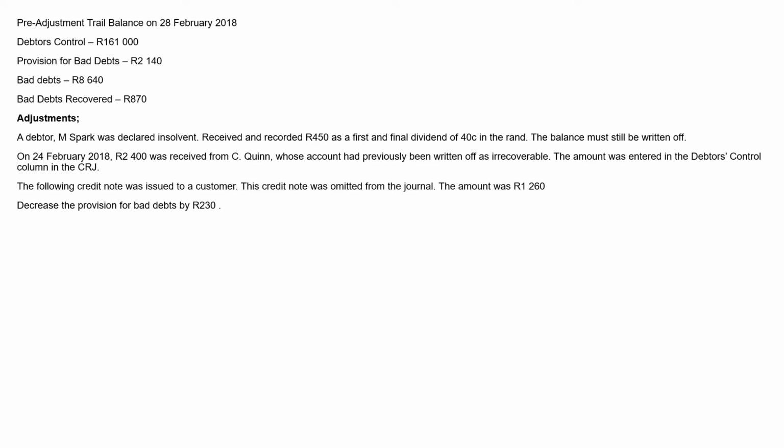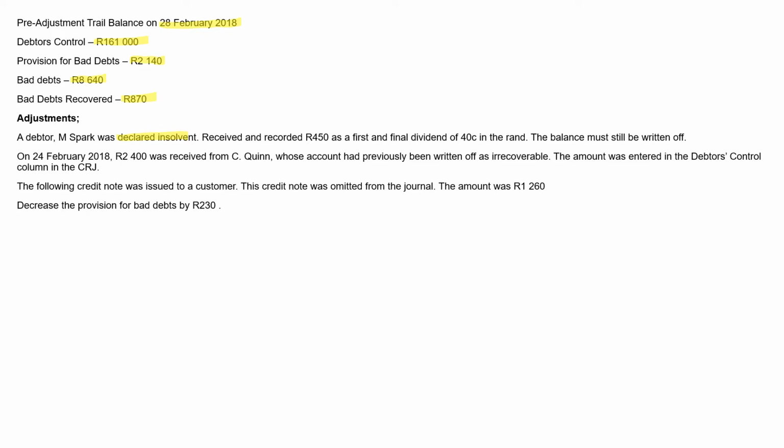It says pre-adjustment trial balance on 28 February 2018. Debtors control is 161,000. Then provision for bad debts, and that should be the previous that you find in the trial balance, 2,140. Bad debts, right? That should be in the trial balance on the nominal account section, 8,640. Bad debts recovered, which is an income, right? That you find again on the nominal account section, right? 870. Then adjustments. A debtor Ms. Spark was declared insolvent.